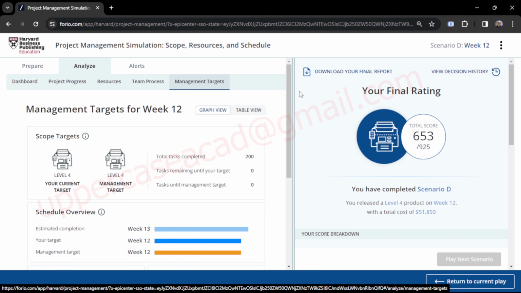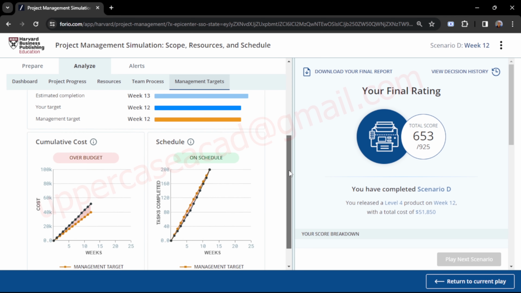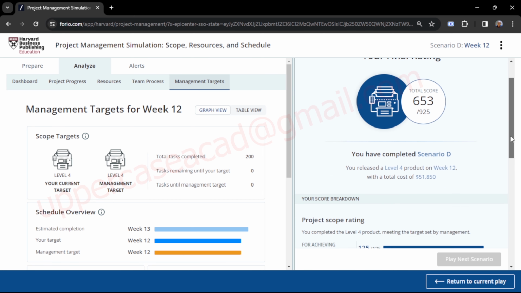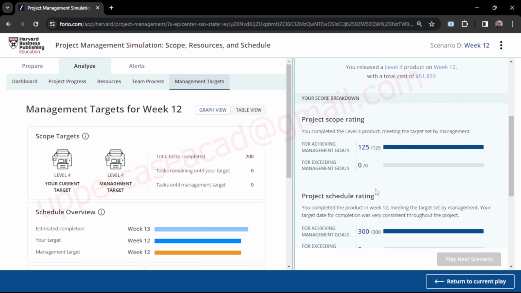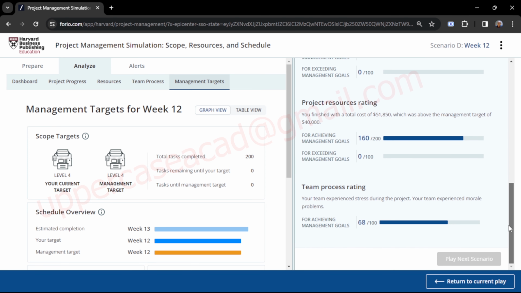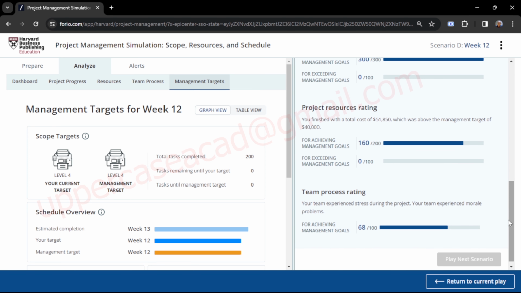Then you have the management targets. Here is just a summary. Then in terms of my final rating, for my project score rating I had 125 out of 125 possible points. In terms of my project schedule rating, I had 300 out of 300. Because I was over budget, my project resource rating is 160 out of 200. Then for this other one, the team process rating, it was 68 out of 100.